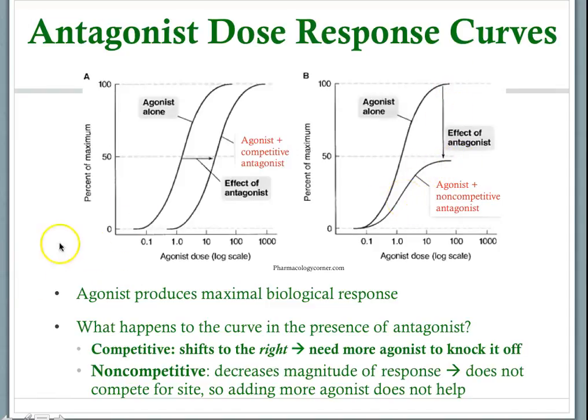So two different things happen. This is cool to know about, and it's relevant because this is a lot of times how we can determine what types of drugs we're going to use, an agonist versus antagonist, and what type of antagonist we want to use. With a competitive antagonist, you're going to see a shift to the right of the dose-response curve. Same magnitude of response, but it requires much more agonist to knock this off of the binding site. Whereas with our non-competitive antagonist, we're decreasing the magnitude of the response.